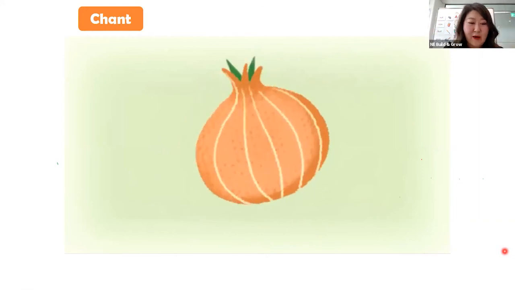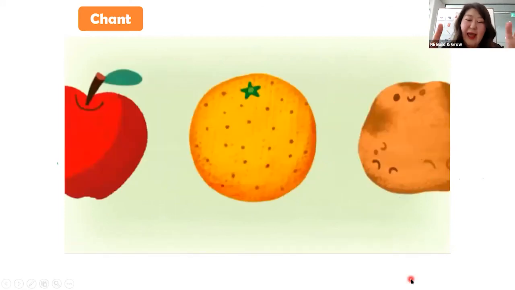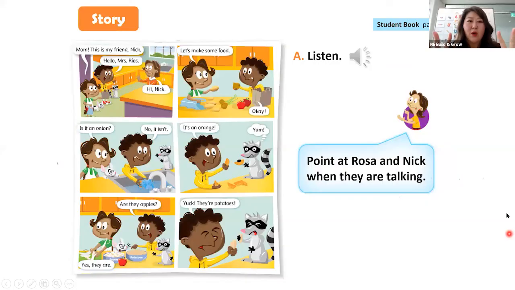Good job, guys. Even though I cannot see you, or touch you, I still can feel that you guys are dancing. Okay, good. Now, we're going to go to this story reading session. So, basically, they need to listen to the story, but even though they're in the classroom, it's very hard to get their attention while you're playing the audio. So it's always recommendable for you to give them some task while they're listening to the CD. So in this case, it's simple movement, point at Rosa, Nick when they're talking. So you play the audio and then make sure that they are moving their fingers around.